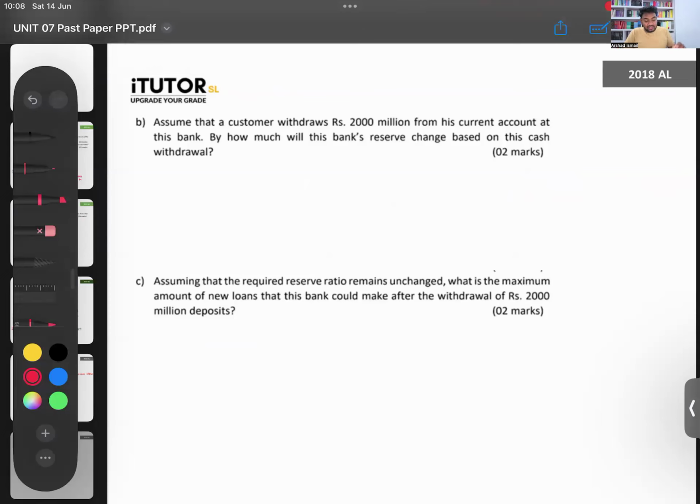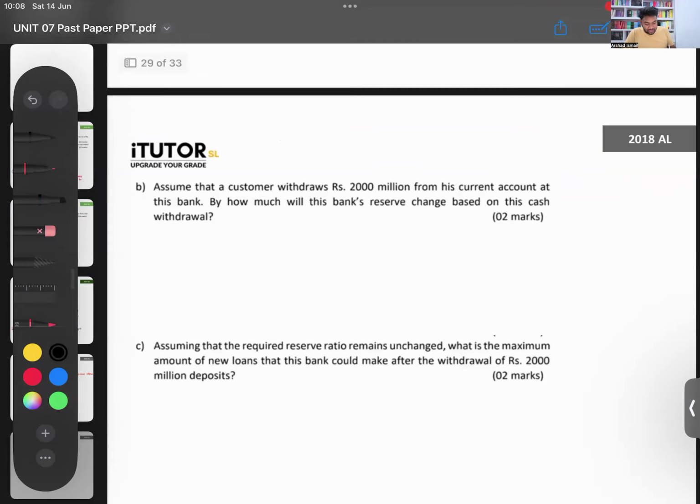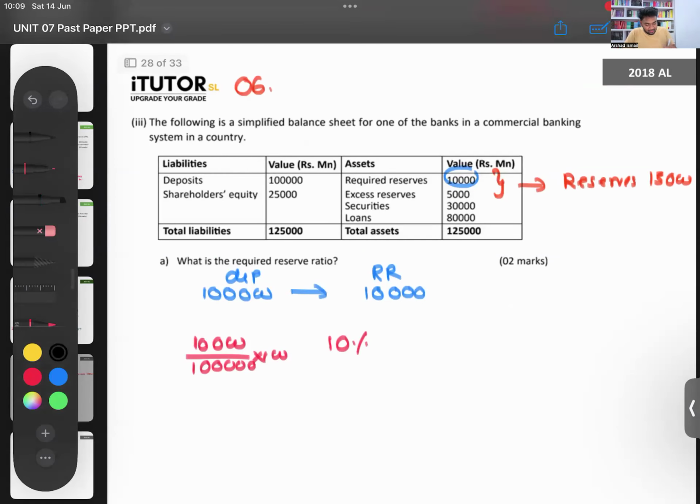Then part B: assume a customer withdraws 2,000 million from his current account. By how much will the bank's reserves change based on this withdrawal? Remember I showed you in the previous question. If a customer withdraws 2,000, deposits will fall by 2,000, and your total reserves will also fall by 2,000. Now we'll take the reserves as a total value, instead of taking excess and required separately. In total, there is 15,000 in reserves. So what will happen?